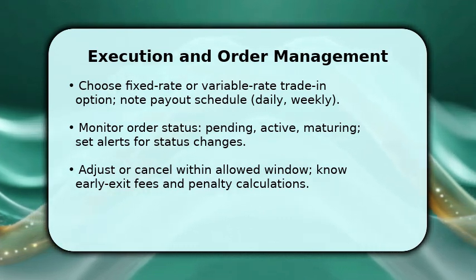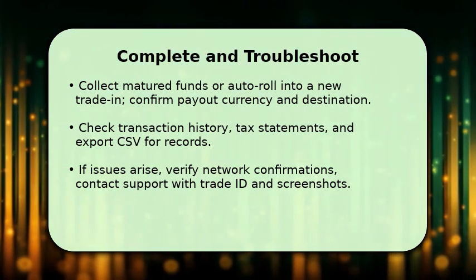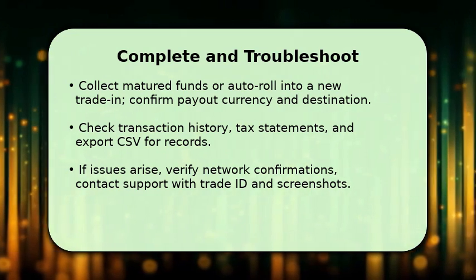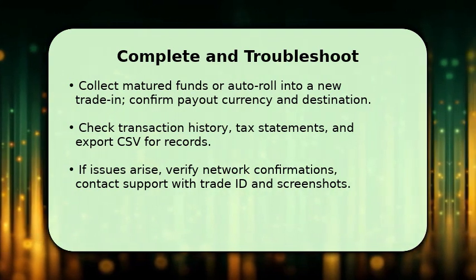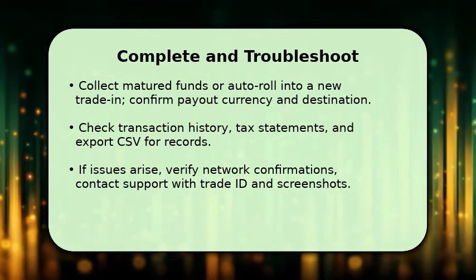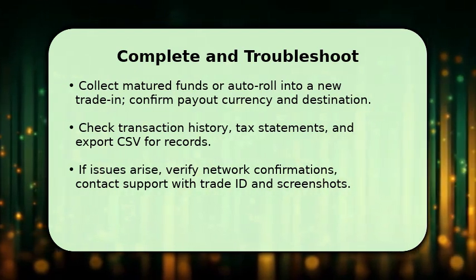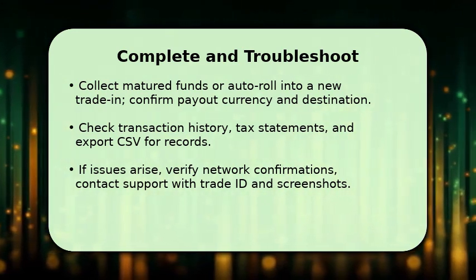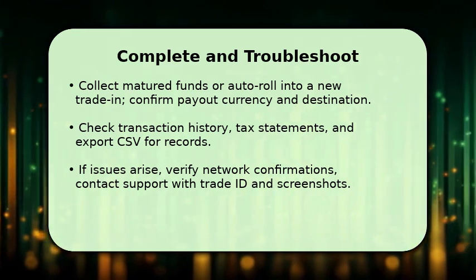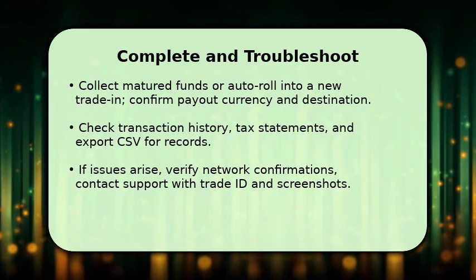You complete the process by withdrawing matured funds to your linked bank or choosing auto-roll into a new trade-in. Confirm the payout currency and destination to avoid conversion losses. Then reconcile your transaction history and export CSV or tax statements for record keeping. If something goes wrong, like delayed payout or mismatched amount, first check network confirmations and status codes, then contact Fisch support with the trade ID, timestamps, and screenshots.